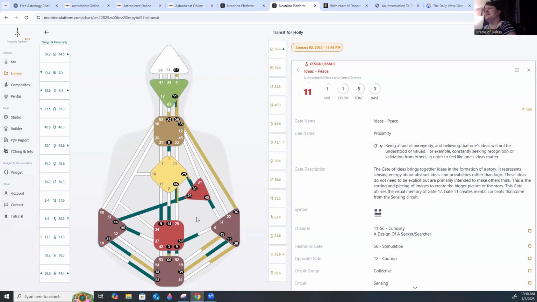So sometimes it doesn't affect you. For example, I am not scared of being anonymous. I don't care who understands or values my ideas. I just want to reunite with people that I love and get peace of mind in my life. But I'm not afraid of anonymity. I'm not afraid of whether people understand me or not. That is not a fear of mine. So these are more like suggestions, and you're not cursed to be in this detriment line if the planets are making it that way.